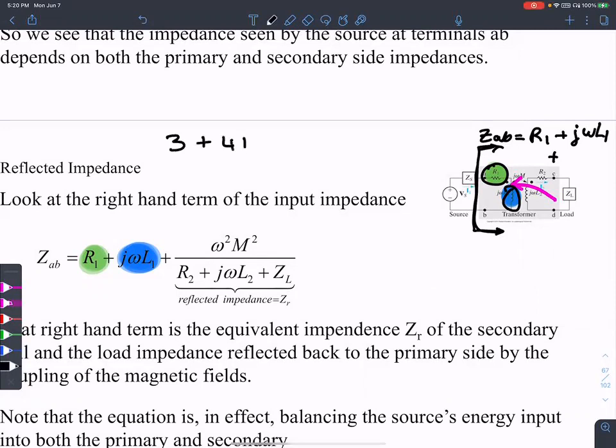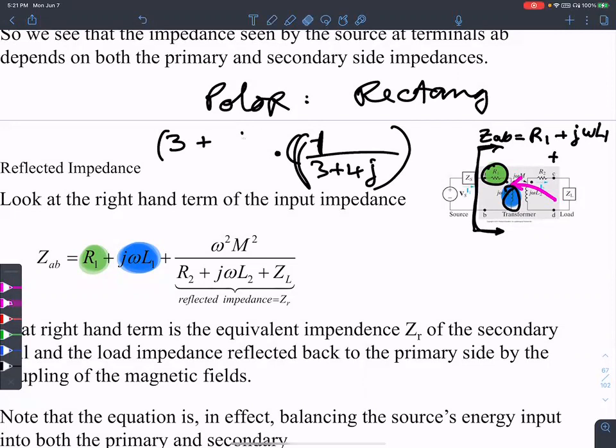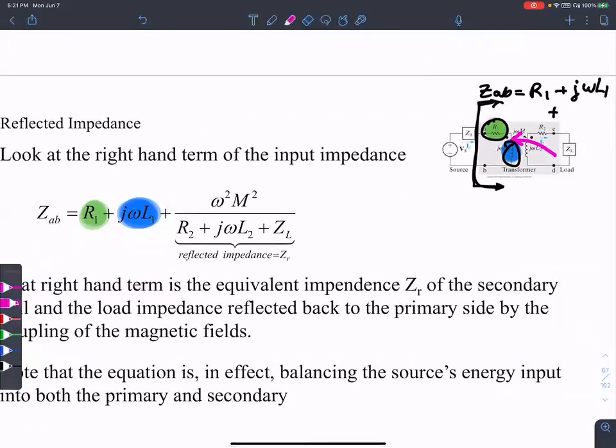Multiply 3 plus 4j and 1 by 3 plus 4j. Do the math either in polar form or in rectangular form. You'll find that the answer is, interestingly, 25. But where am I going with that? The idea is this. There is a reflection of Z22.